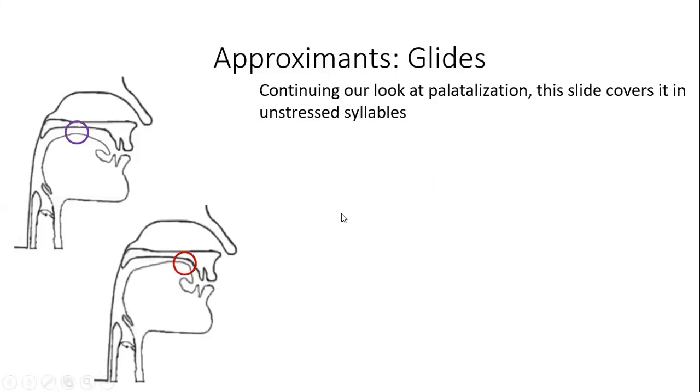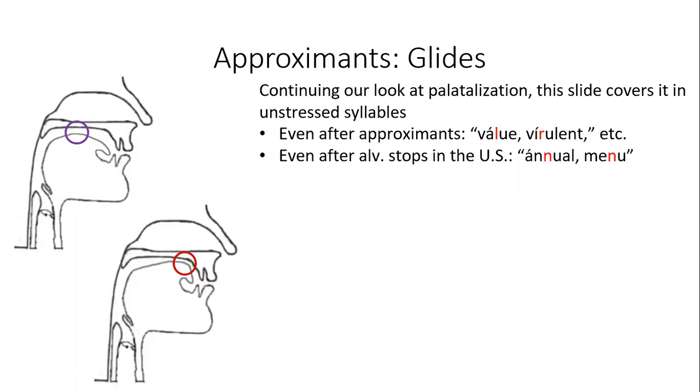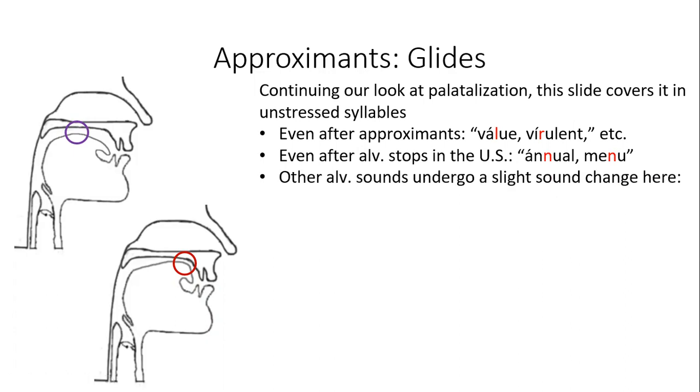We were looking at these two sounds. So now we're going to talk about the unstressed pronunciation of these sounds, of the letter U specifically. So we just said, remember, after approximates, we don't do it. We don't say real or lute. Well, in unstressed syllables, we actually do that. So value and virulent. So people don't say value or virulent, if you know that word. And remember, we didn't say nuisance, we said nuisance. But if the syllable's not stressed, like in annual or menu, we do have that palatal effect on the U.